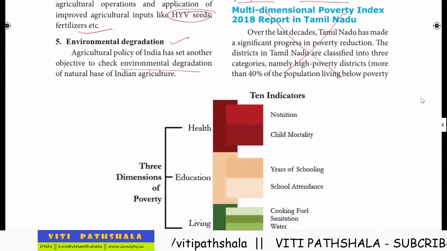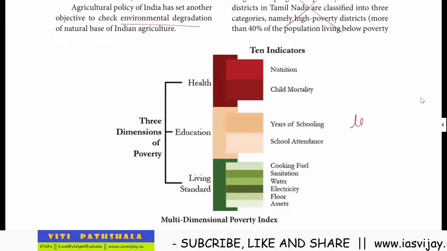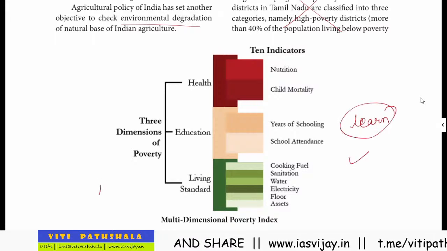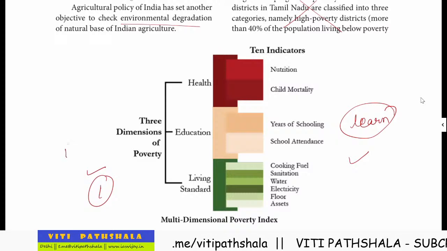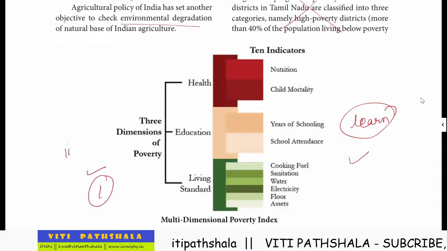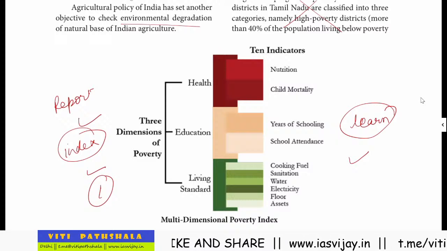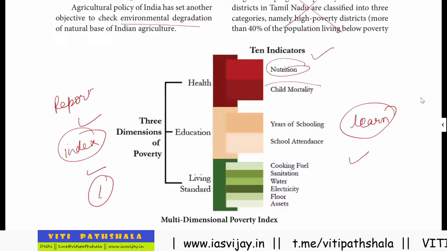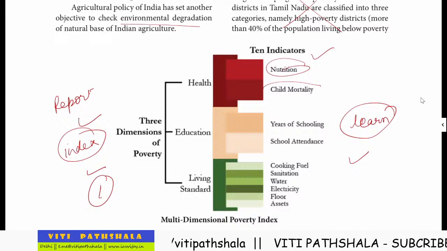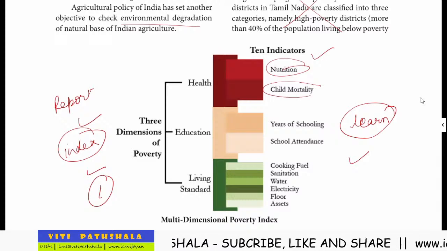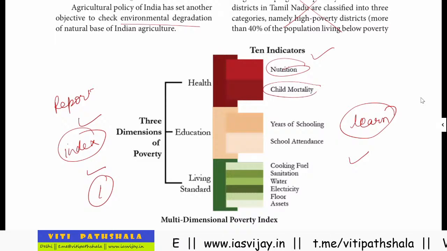Now these 10 indicators, learn them by heart. These are asked, and every year one question comes from the reports and the indexes. So these indicators have also been asked by UPSC: nutrition, child mortality, years of schooling, school attendance, cooking fuel, sanitation, water, electricity, floor, assets. The three major are the health, education and the living standards. And we are leaving this part because these are related to the Tamil Nadu.